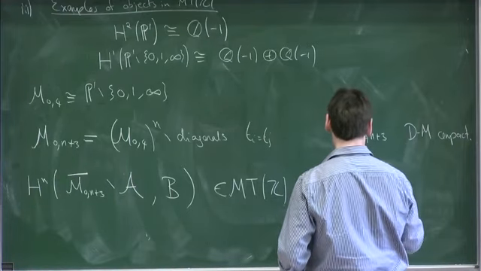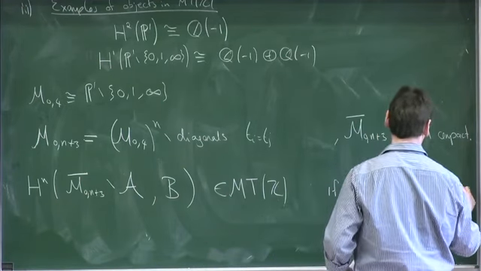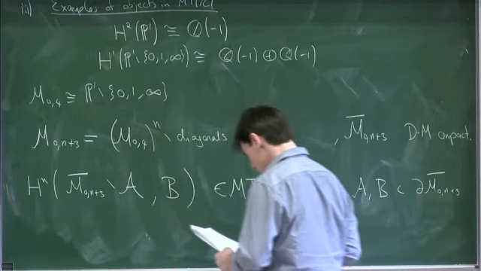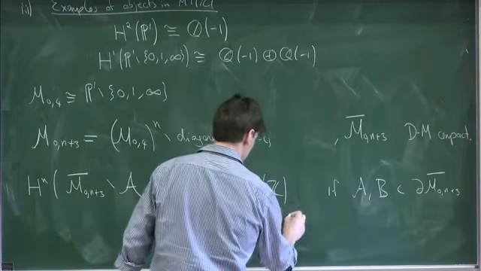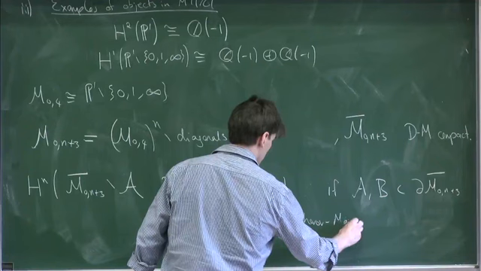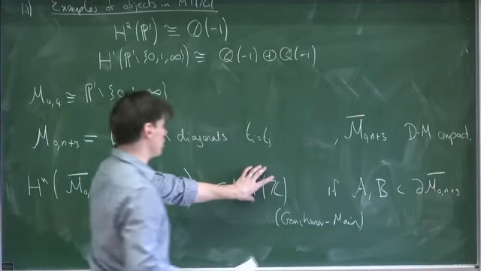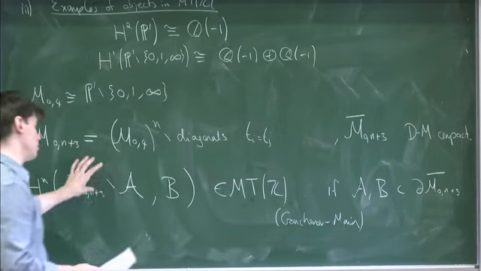So this relies on the fact that A and B are boundary divisors. And the proof of this fact is due to Goncharov and Manin. And it's one of the most general constructions. It is very hard to construct objects in here. This is one of the most general ones.